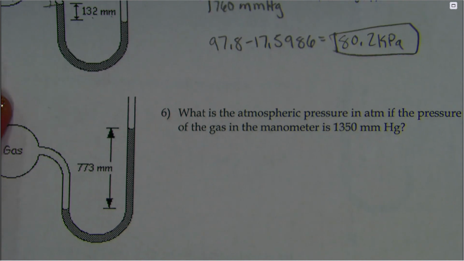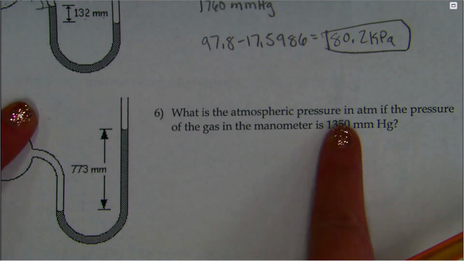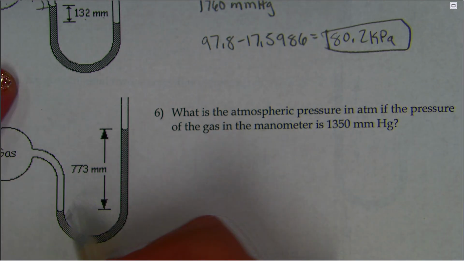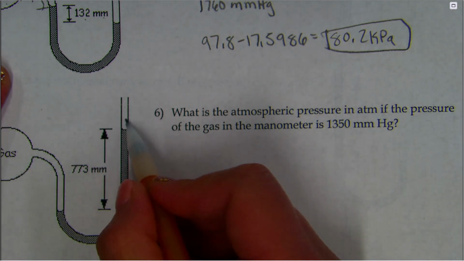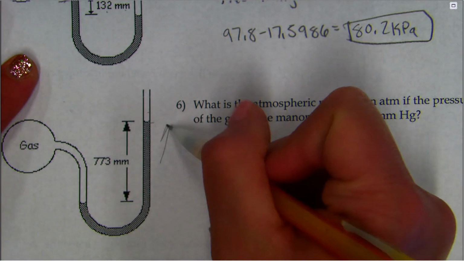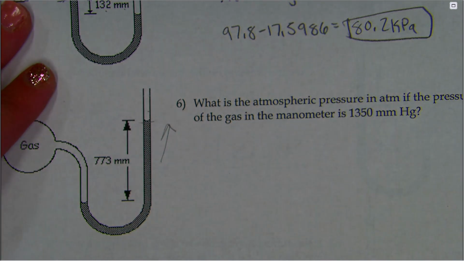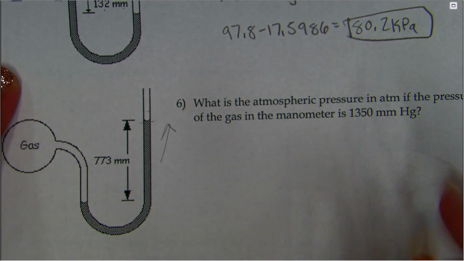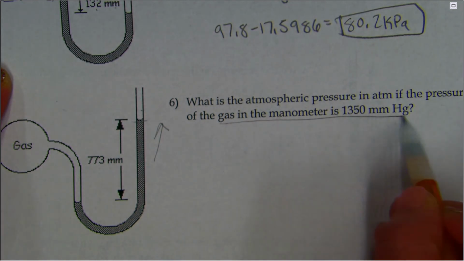All right, let's do one more example. What is the atmospheric pressure? And we're going to put it in atmospheres. If the pressure of the gas is 1350. So when I look at my mercury, I can tell the gas is greater than the pressure of the atmosphere because my mercury is pushing up towards the atmosphere. So it's almost like a competition. The gas is winning. It is pushing up. So I need my atmospheric pressure to be less than the gas in the manometer.